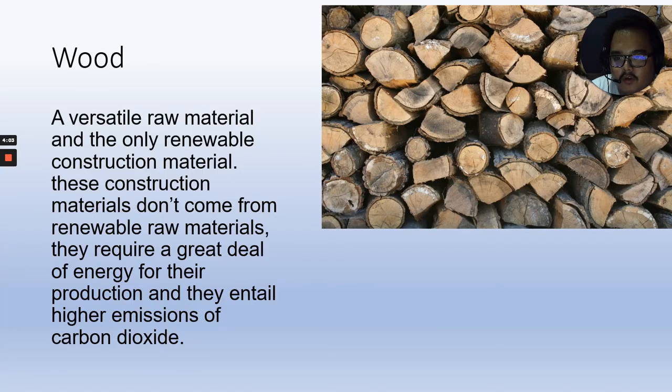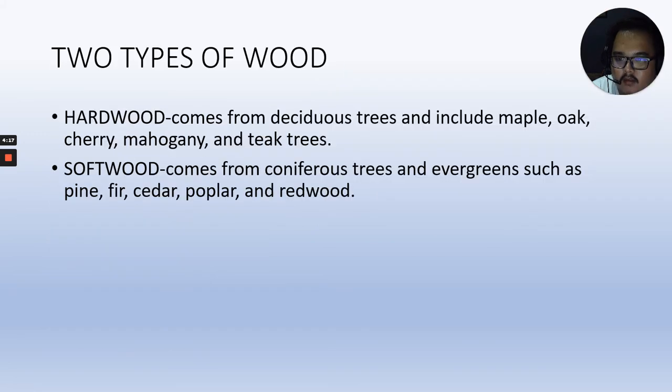Wood, a versatile raw material and the only renewable construction material. Other construction materials don't come from renewable raw materials. They require a great deal of energy for their production and they entail higher emissions of carbon dioxide.